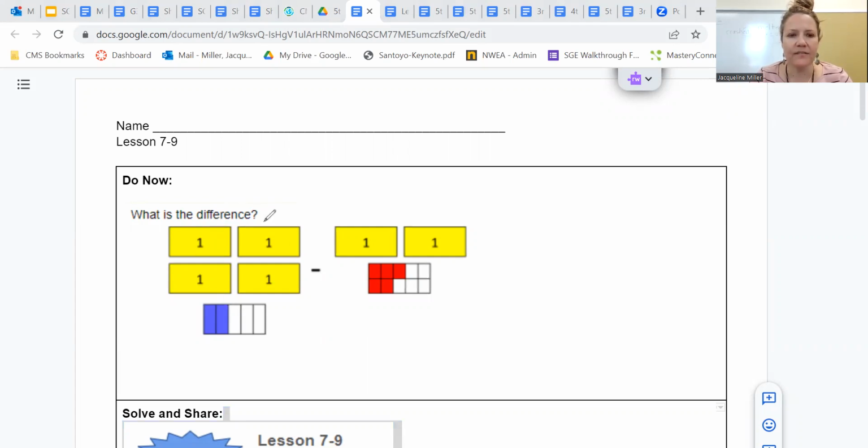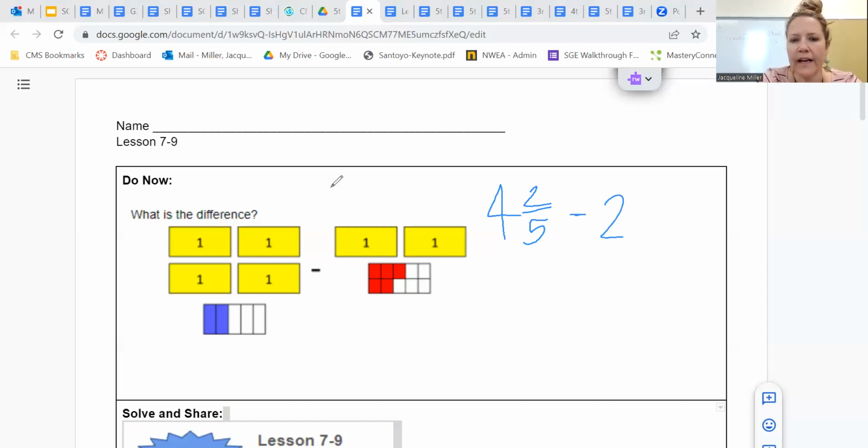As you can see on the left here, we have 4 wholes and 2/5. So I'm going to do it with numbers first. I would write that as 4 and 2/5. And I'm going to take away from that 2 and 5/10. Okay, so as we know, we cannot take away 5 from 2.